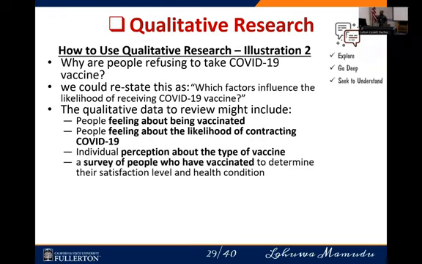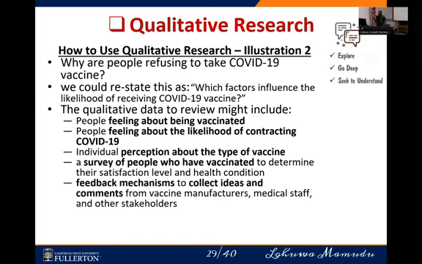Then also a survey of people who have been vaccinated to determine their level of satisfaction and their health condition. If a lot of people who took the vaccine are giving a high level of satisfaction, then based on that data, you can use it as a motivation to get a lot more people to also get the vaccine. If more people who were vaccinated are saying they have a very good, excellent health condition, then you can use it as a means to motivate people to get vaccinated. So there's an example of how to use qualitative data. Then also a feedback mechanism, to collect ideas or comments from vaccine manufacturers, medical staff, and other stakeholders.